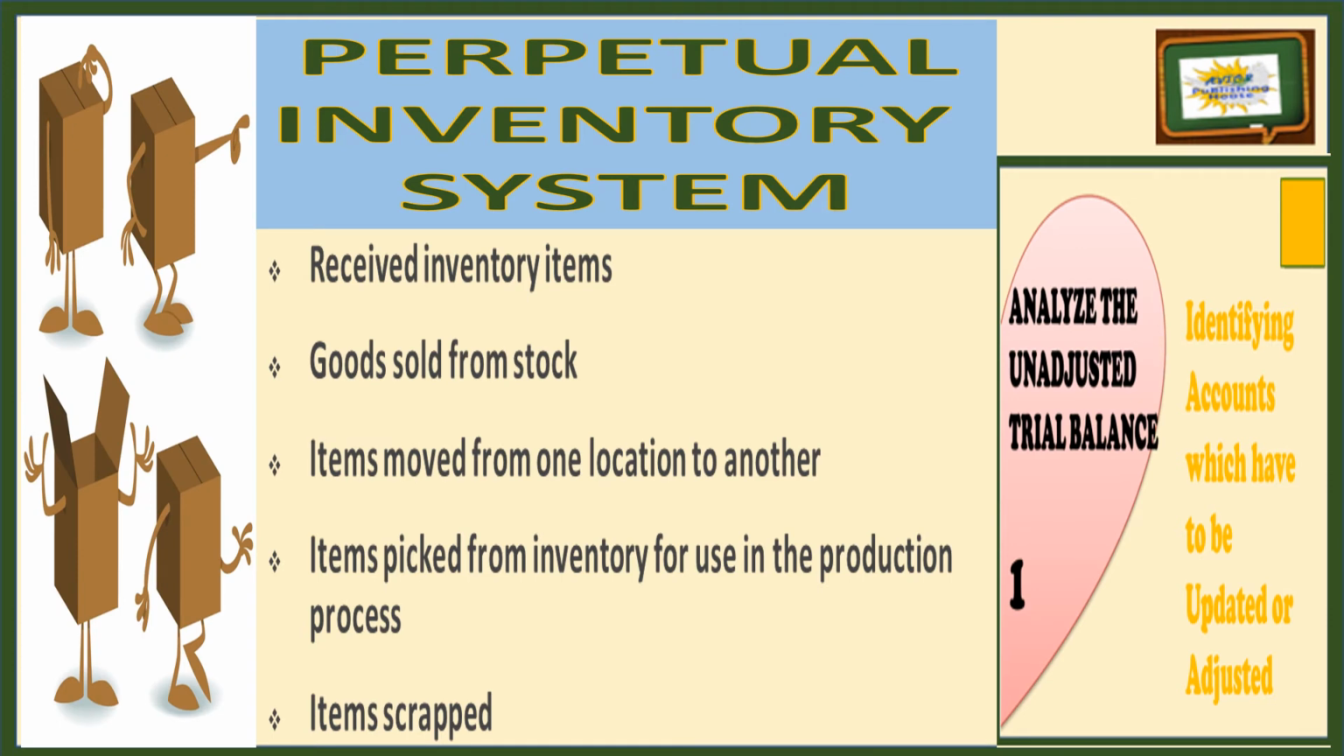And this one is the perpetual inventory system. Under the perpetual inventory system, an entity regularly and continually updates its inventory records to account for additions to and subtractions from the inventory account for such activities as received inventory items, goods sold from stock, items moved from one location to another, items picked from inventory for use in the production process, items scrapped.